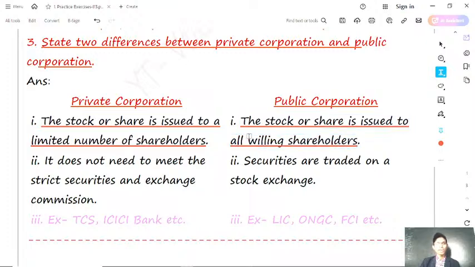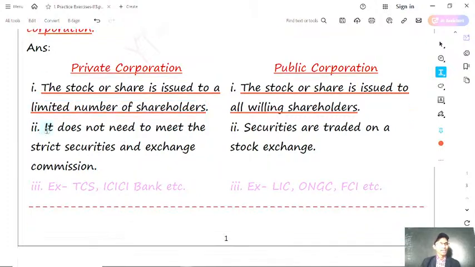Means they give the share to all the willing, those who want to take the share, they can purchase from the public corporation. And it is given to all the public, and this is for limited people. This is, you can get the stock from the private corporation. Next point is it does not need to meet the strict Securities and Exchange Commission requirements. Means there is no security exchange related restriction. But in the public sector there are securities traded on the stock exchange. Means there are some securities there.